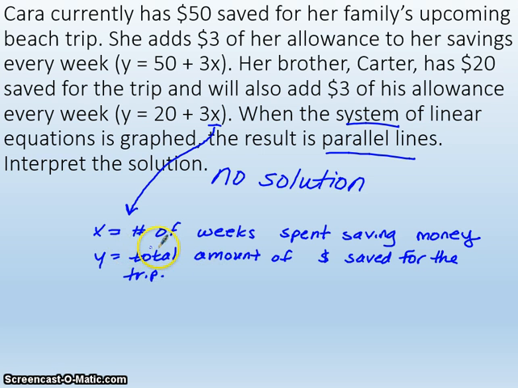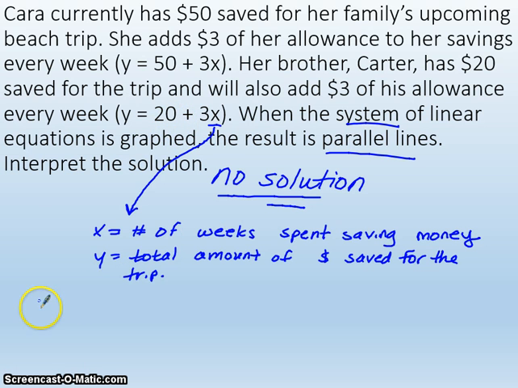Now, we know that they're going to be saving money, and we know that they're going to be saving it every week. So they're going to be saving it the same weeks. But what's different and makes it no solution is that they will never have the same amount of money. Why? Because they're depositing the same amount as each other, but they started with different amounts.